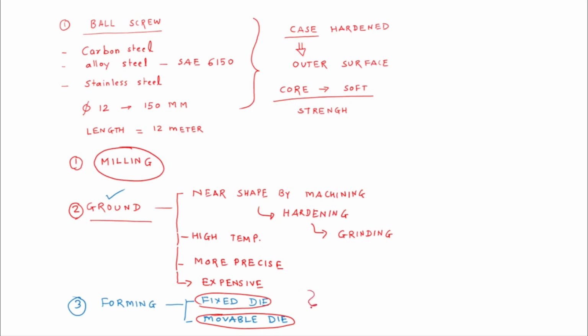So this operation doesn't involve any grinding, therefore the cost is less, and these are basically affordable. In general, we are expecting to have a hardness of around 50 RC on the outer surface of the ball screw.